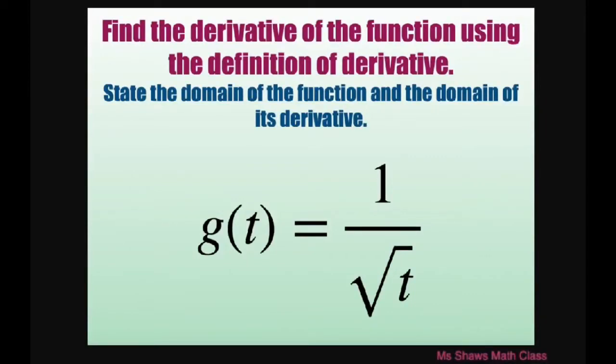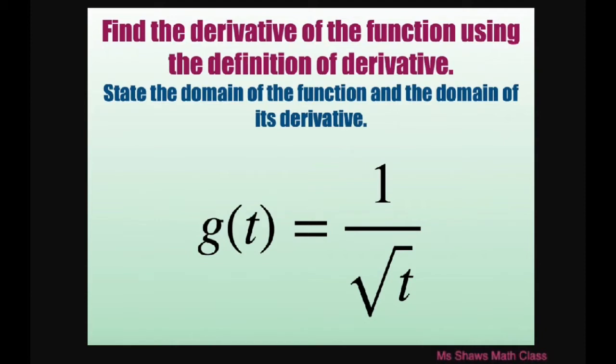Everyone, we're going to find the derivative of the function using the definition of the derivative. We're also going to state the domain of the function and the domain of its derivative. So g of t equals 1 divided by square root of t.